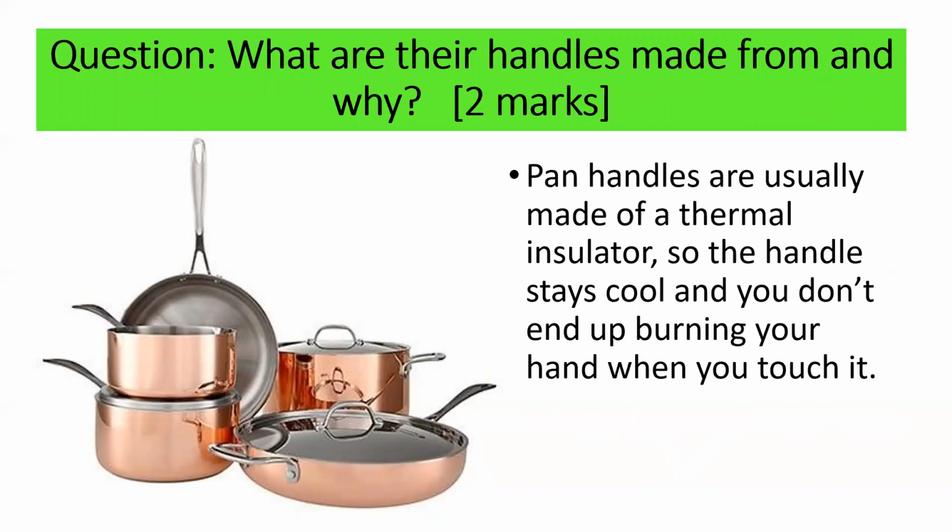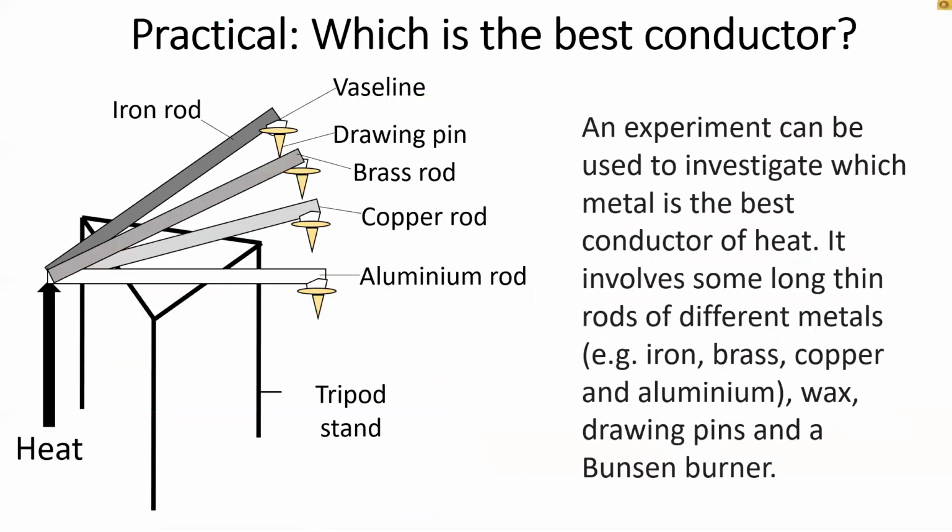What are the handles made from, and why? Well, the pan handles are usually made of a thermal insulator, and that's so the handle stays cool. Because what do we know about a thermal insulator? Well, we know that heat travels through the insulator really slowly. And that means that you don't end up burning your hand when you touch it. Now, that handle might be made from plastic or wood that are both poor conductors of heat. They have low thermal conductivity.